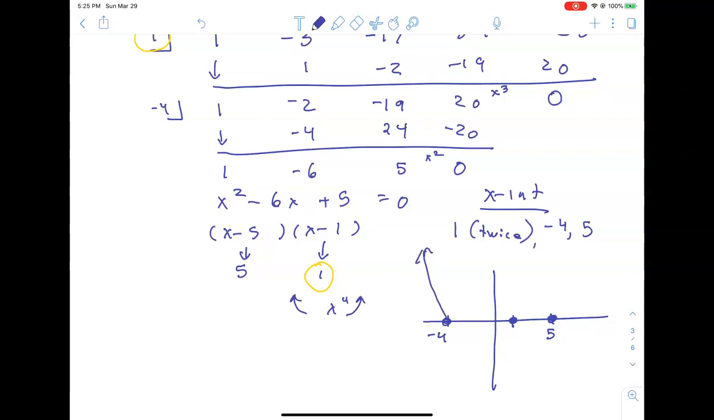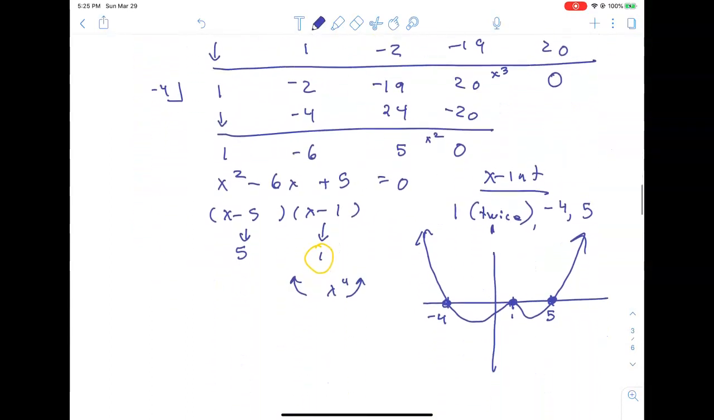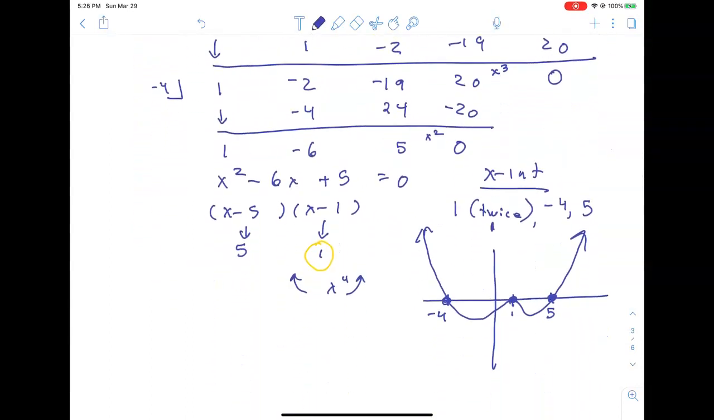All right, so I'll start up here and come down to here. It has a multiplicity of 1, so that crosses. And then here at 1, I think it touches because its multiplicity is 2. Touches, then crosses right there. There's a good sketch of its graph. For that very super complicated problem, now you guys know how to draw a more accurate graph of it.